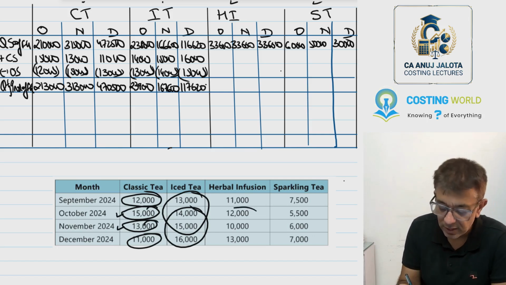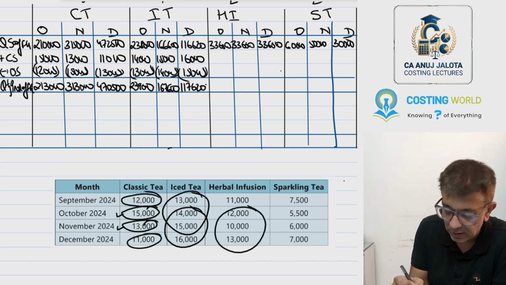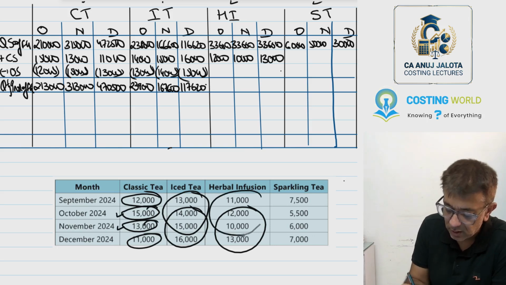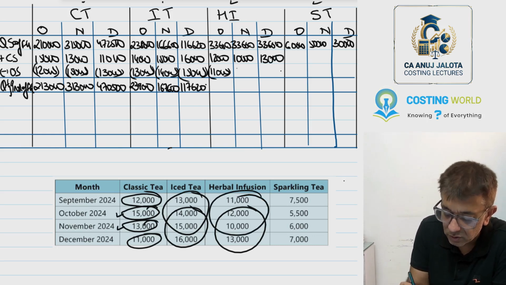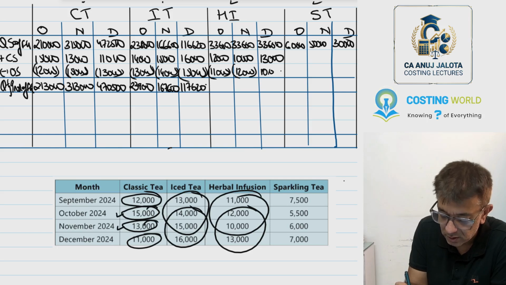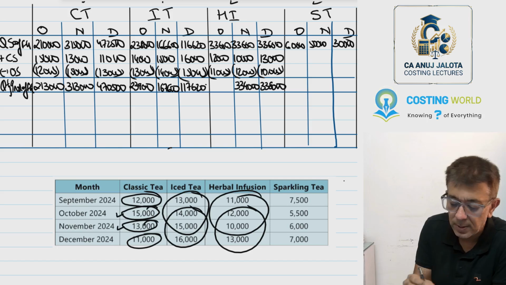Okay, then closing stocks. 12,000, 10,000, 13,000. Less opening stocks: 11,000, 12,000, 10,000. So 3,38,000, 3,34,000, 3,37,000.